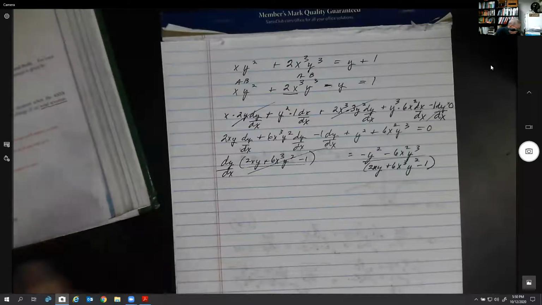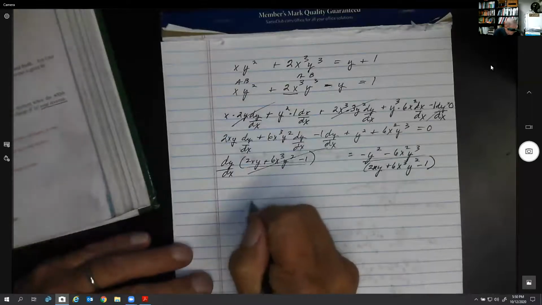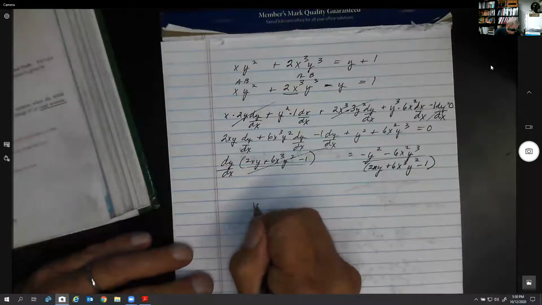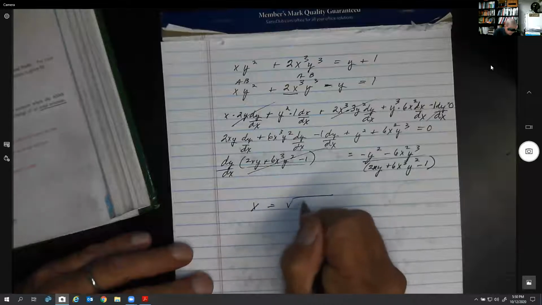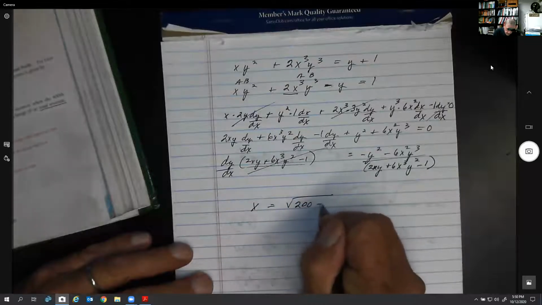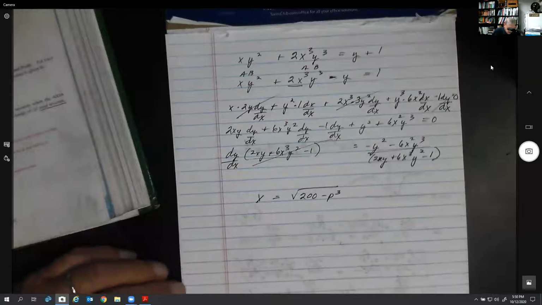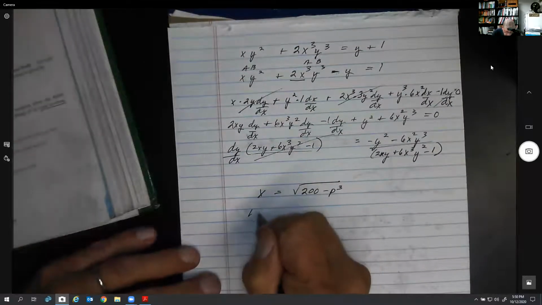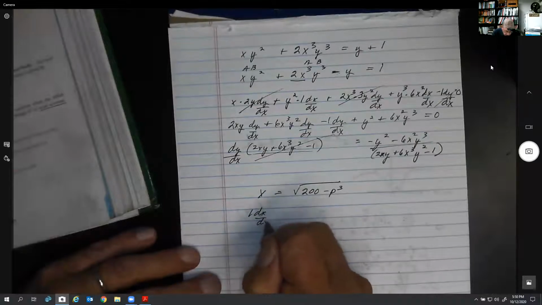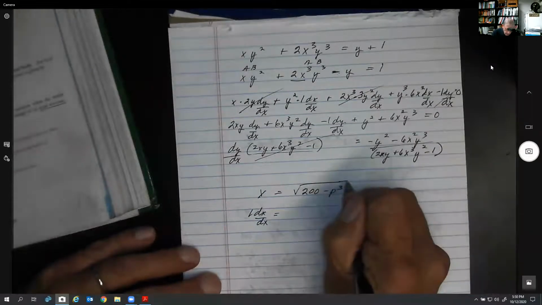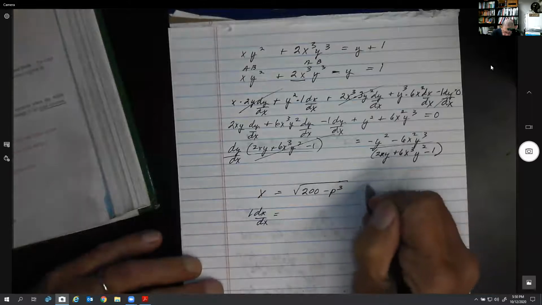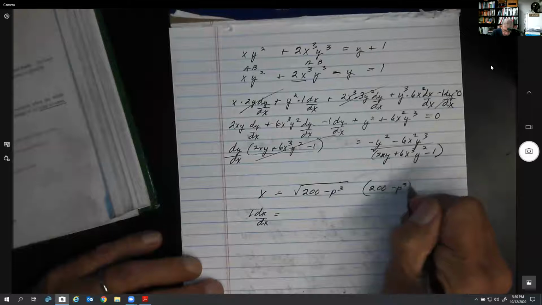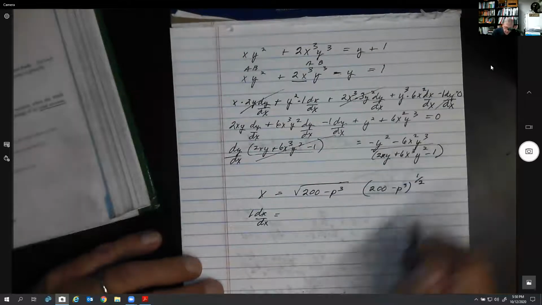Here's another equation on page 290. They got this problem. x equals the square root of 200 minus p cubed. And we want to solve this in terms of dx. So this would be 1 dx, dx equals, well, this is under here. This would be 200 minus p to the third, to the 1/2 power.